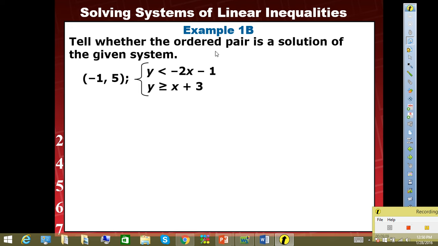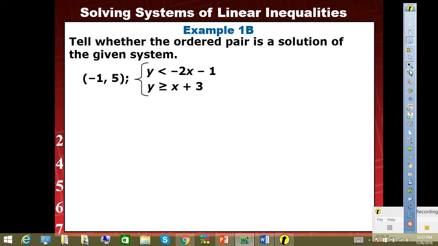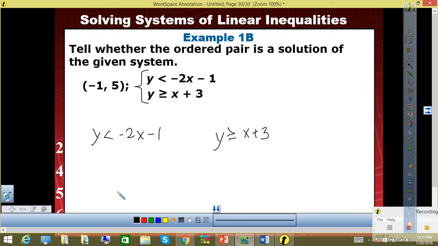Okay, question. Who did this? I'm sorry. Who did y less than -2x minus 1 and y greater than or equal to x plus 3? So far, so good? And then you substitute in this one, and you found out that it was false. Is that true? So it didn't work for this one. Okay? Who went and substituted into this one?